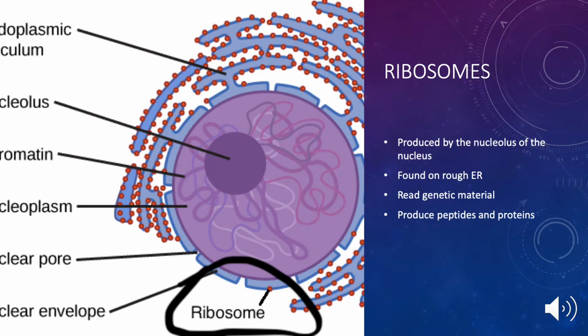We now have the ribosomes. These are the small organelles that are produced by the nucleolus and are housed on the rough ER. These organelles read genetic material and produce and assemble proteins and peptides that are specific to the code that was read.